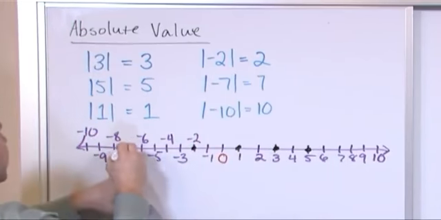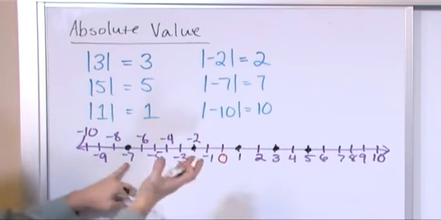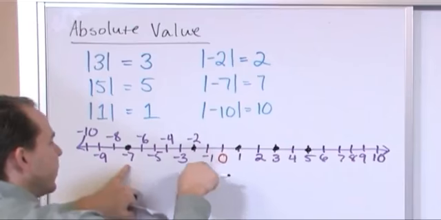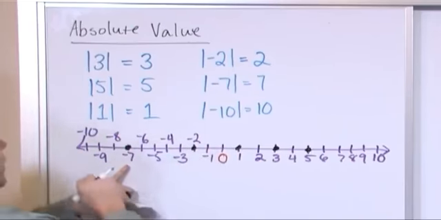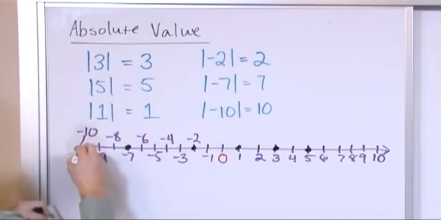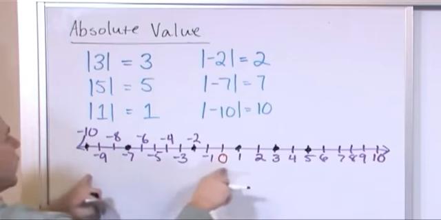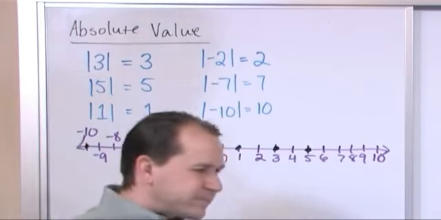Negative 7 is over here. And yeah, it's a negative number too, but it is 7 units away: 1, 2, 3, 4, 5, 6, 7 units away from 0. So that's why the absolute value is 7. And of course, negative 10 is over here, and it's 10 units away, so the absolute value is 10.